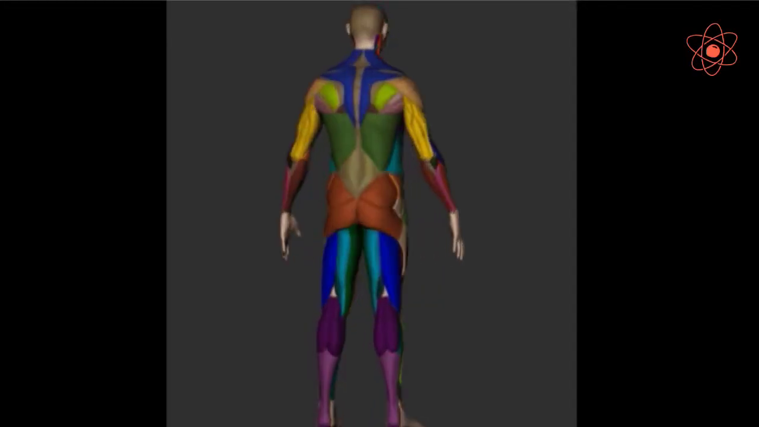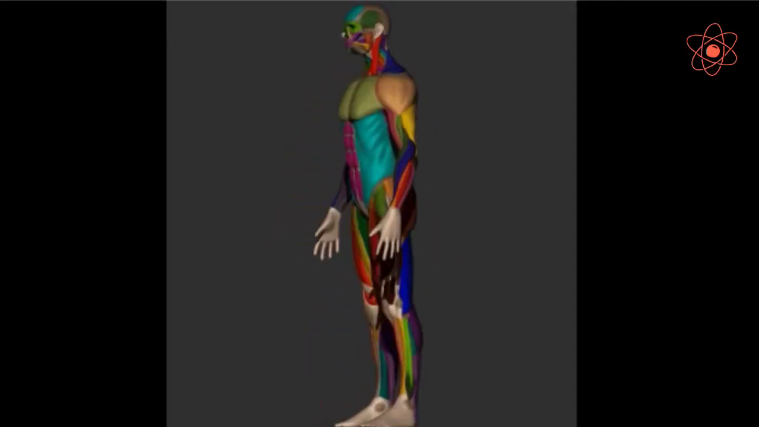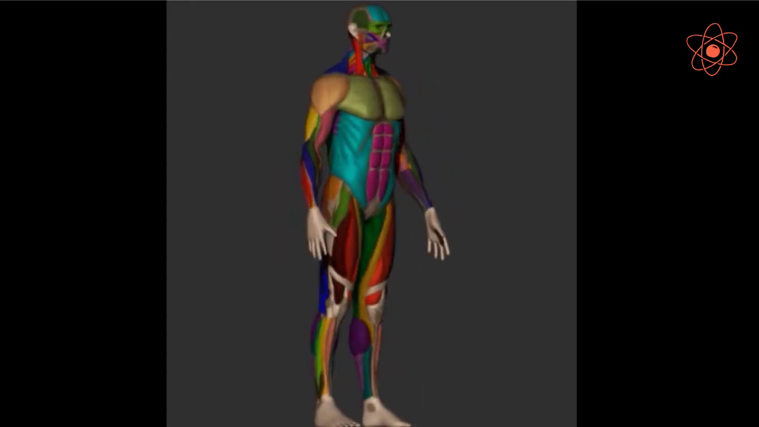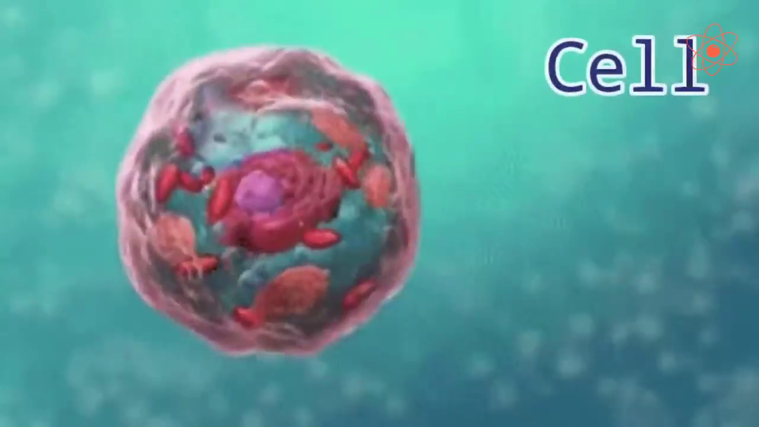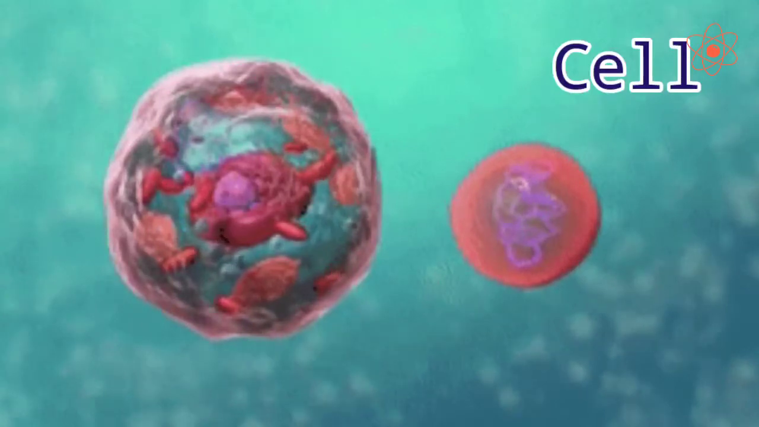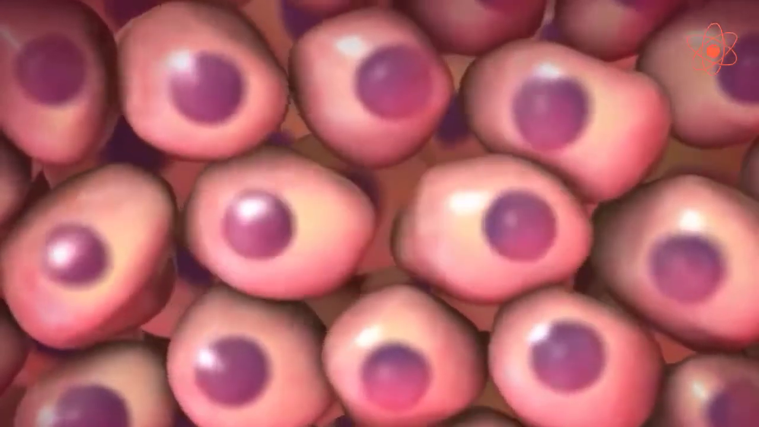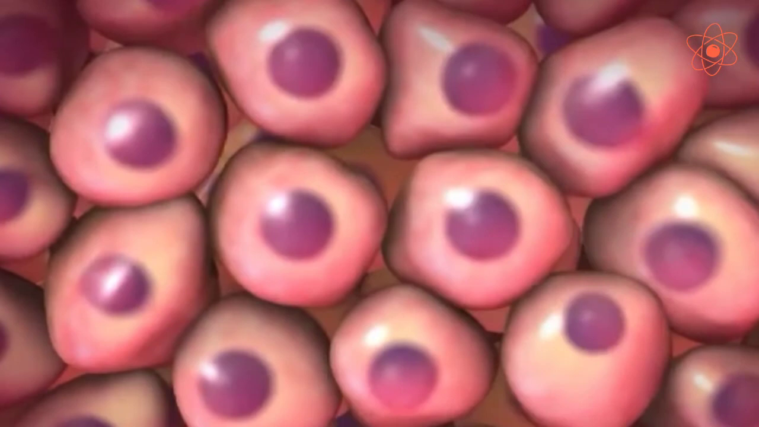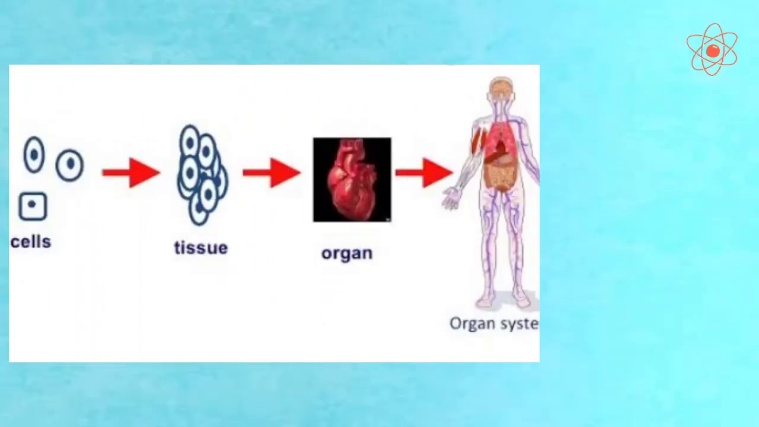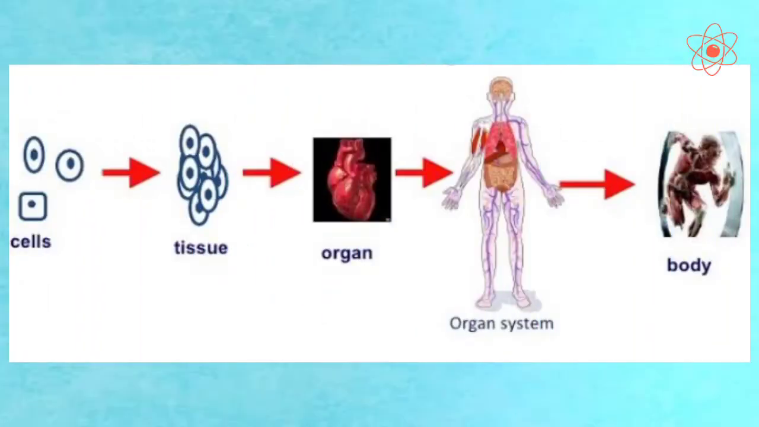Similarly, our body is also made up of a basic building block and it is known as cell. Every organism begins its life as a cell. The cell divides and redivides to increase in number. These cells form tissues and organs. Finally, a new individual is formed.